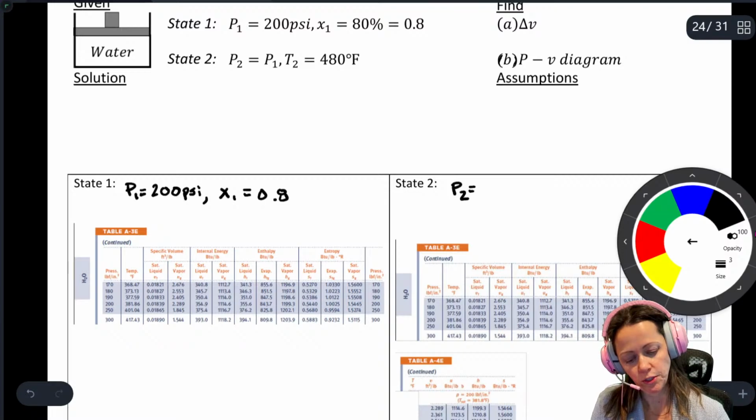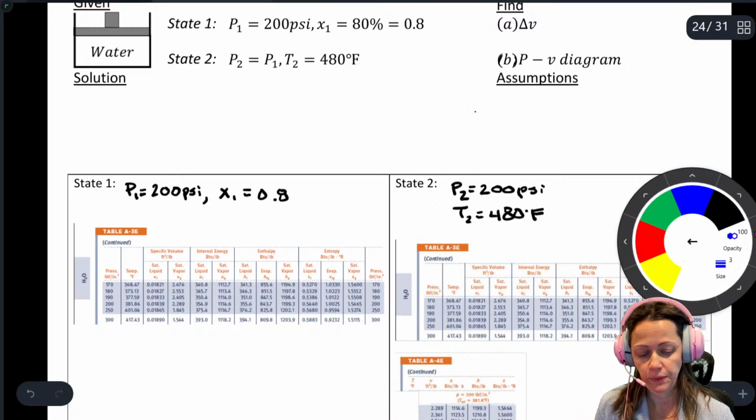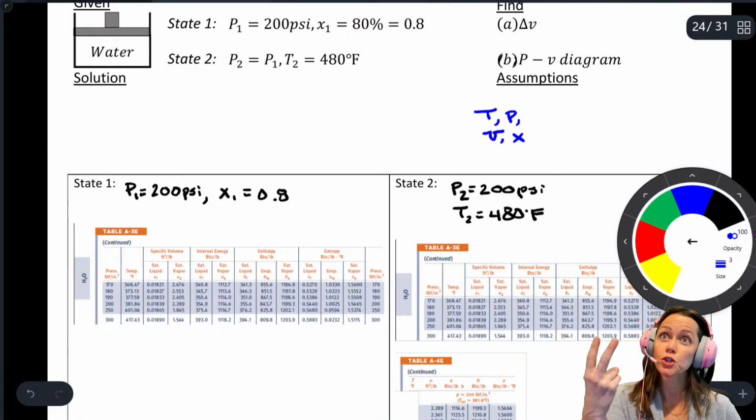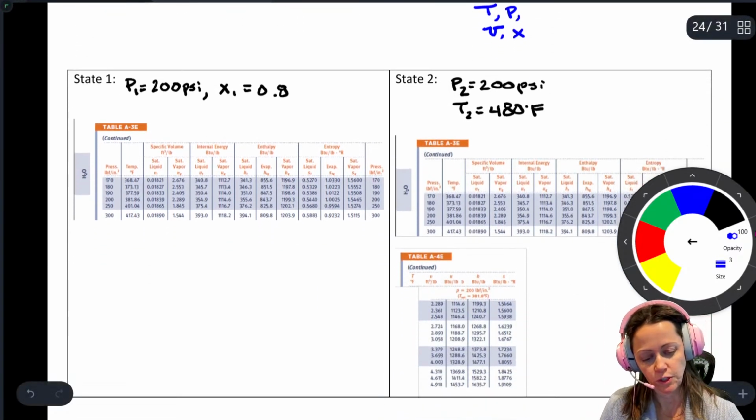I put P2 is 200 psi over here just while I've got it. And T2 is 480 degrees Fahrenheit. So always, always, always, you're trying to figure out, which two independent intensive properties do I know of those four properties? You're going to need those to fix your state.